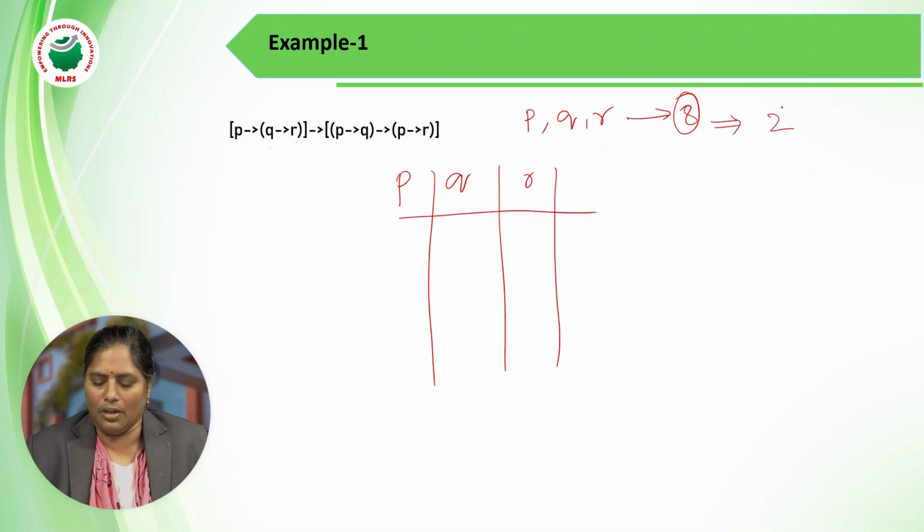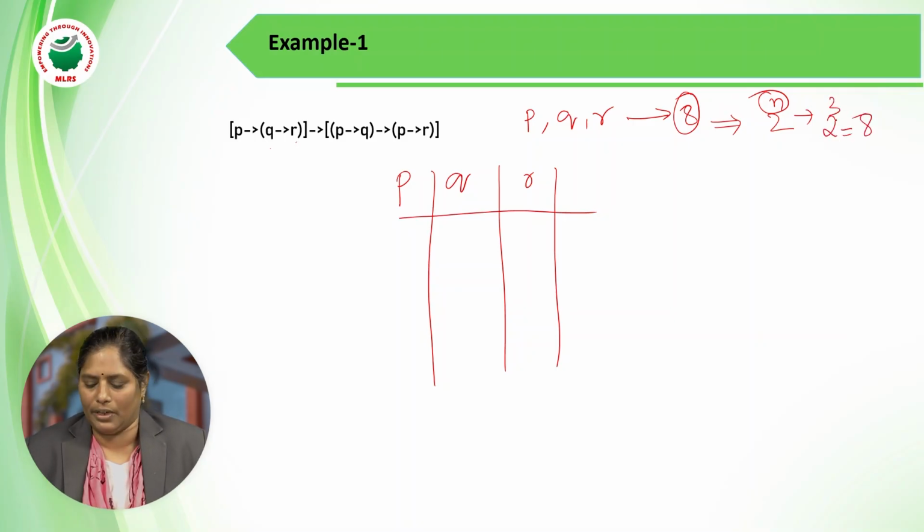So total options is 2 power n, where n is the number of variables involved in a statement. So the number of variables is 3: P, Q, R. So 2 power 3, we get the total number of possibilities as 8. 8 combinations or 8 components we get here.